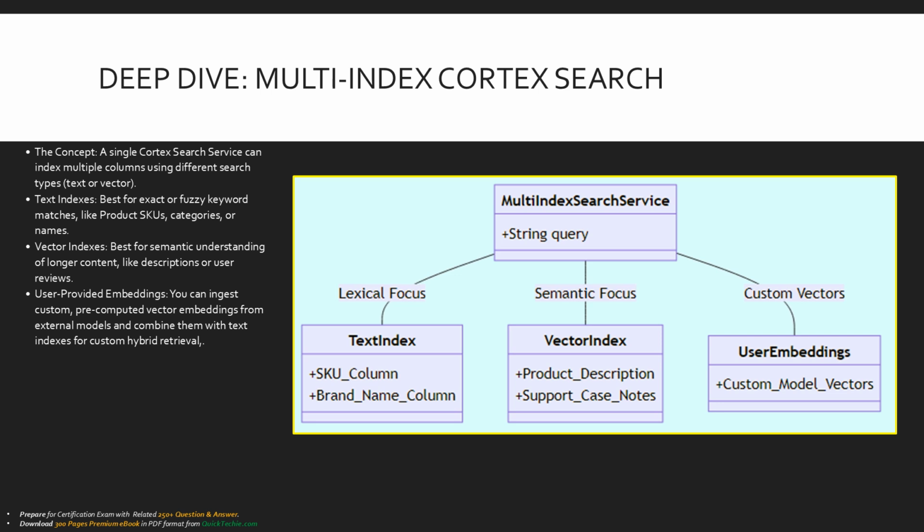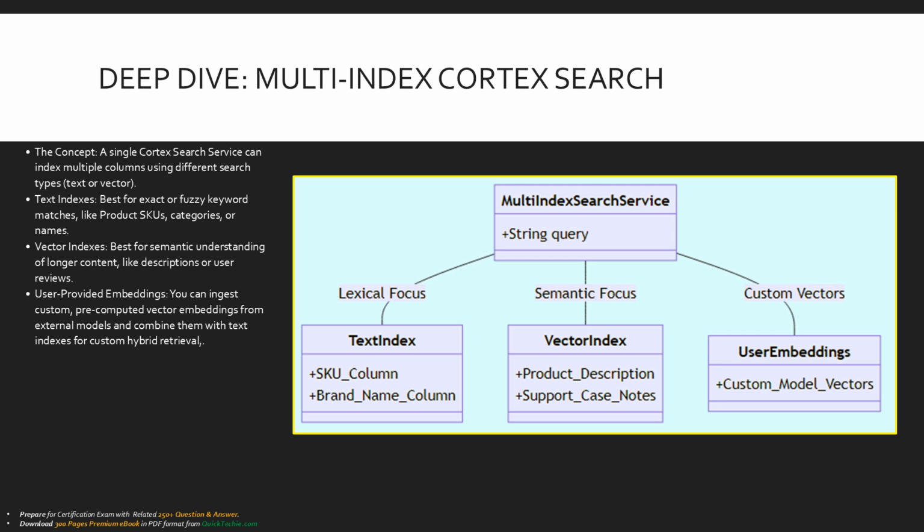Furthermore, if your data science team has already generated highly specialized vector embeddings outside of Snowflake using a custom model, Cortex Search fully supports user-provided embeddings. You can upload these pre-computed vectors and combine them with native text indexes, giving you the ultimate flexibility to design a bespoke hybrid search architecture tailored uniquely to your enterprise data.